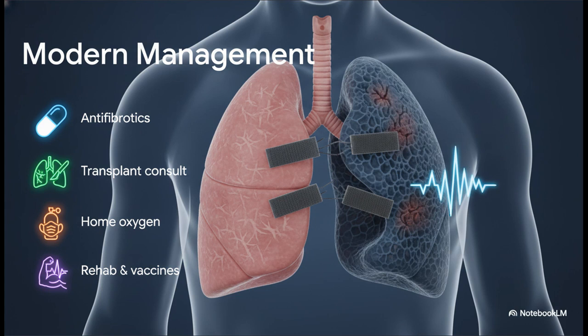Well, while modern antifibrotics like nintedanib and pirfenidone can't reverse the scarring that's already there, they do meaningfully put the brakes on lung function decline. But here's the reality check. The prognosis for IPF is often quite short, with median survival hovering around 2.5 to 3.5 years.